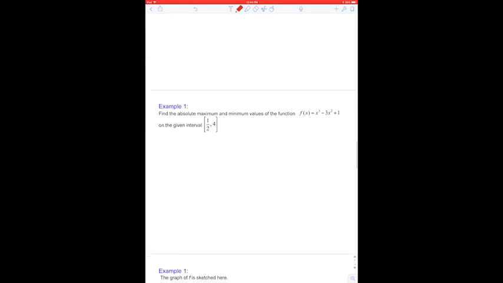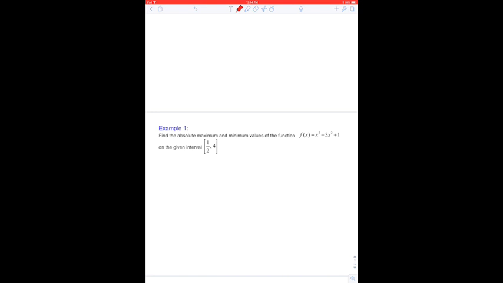Let's see example number 1. Find an absolute maximum and minimum value of the function x cubed minus 3x squared plus 1 on the given interval from 1/2 to 4. First of all, we have to find values at the endpoints: the value for 1/2, the value of the function for 4, and also the value of the function at the critical numbers.